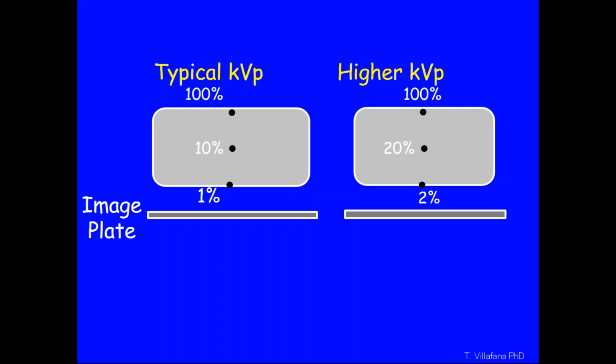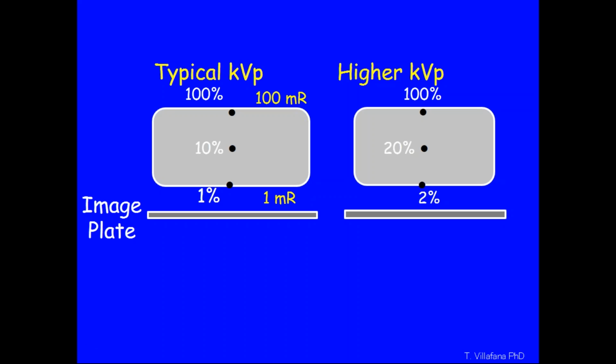But now let's go to an even higher kV. If you have a higher kV, you have more transmission. So again, we always define 100% at the surface, but now with the higher penetration, maybe twice as much. I'm just coming up with a number. Let's say twice as much radiation arrives at the middle of the patient and twice then exits the patient. Well, so what? Let's put some more numbers on this.